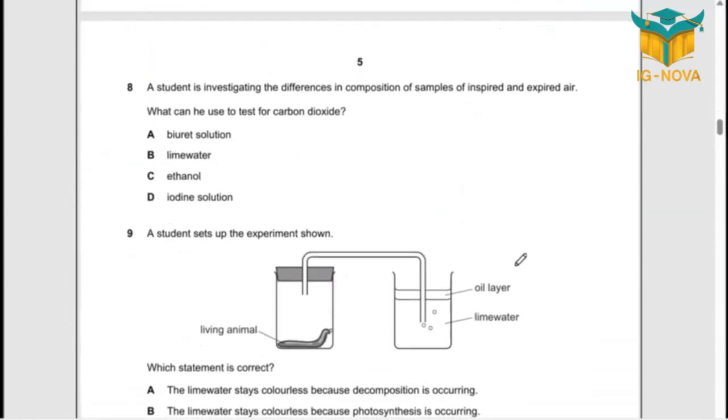Next, the different composition of samples of inspired and expired air. How can we test for carbon dioxide? In bio, we have two things to test for carbon dioxide: lime water and bicarbonate or hydrogen carbonate indicator. Biuret solution is used for protein. Ethanol emulsion test is for fats. Iodine is for starch. So for carbon dioxide I need lime water.